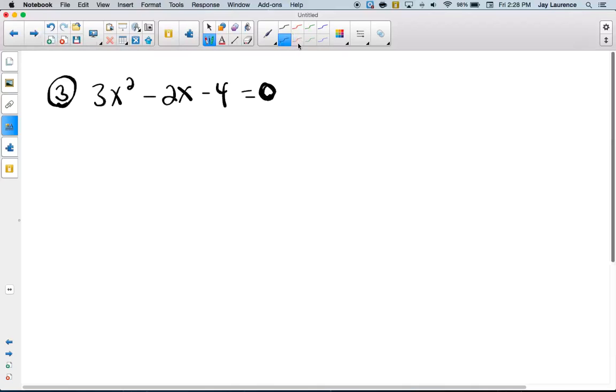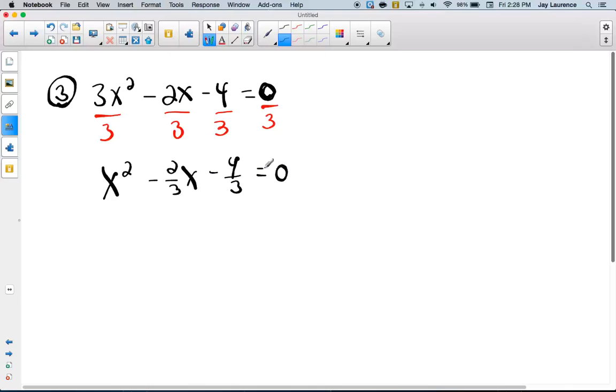All right, so here I have a is not 1, so I'm going to divide by 3. And when I do that, I'm going to get x squared minus 2/3 x minus 4/3. And I'm not going to go mixed number, and I'm not going to go decimal.